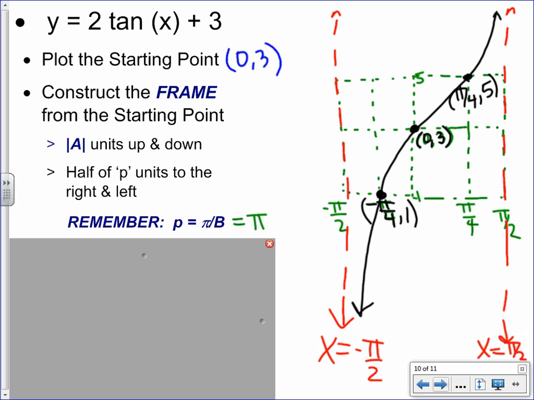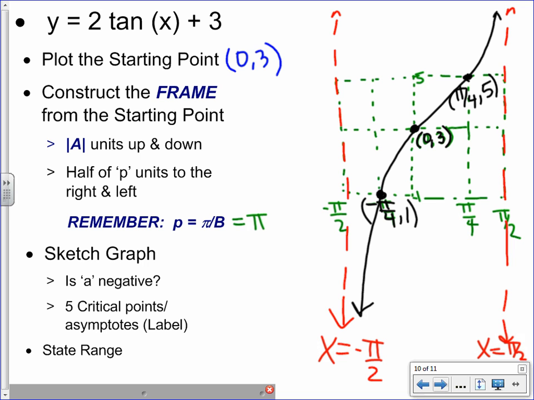Now, since we have asymptotes that repeat over and over, I am not going to ask for the domain. However, I will ask for the range. Layton, what is our range? Okay, our range is all real numbers, and it will always be for a tangent graph.